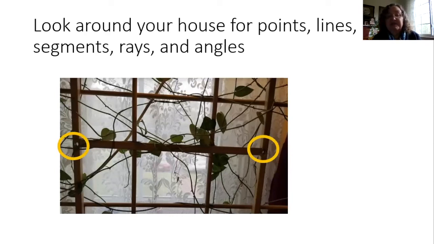And then I looked here and I said, oh my goodness, that's a line segment. And then finally, I saw this. And what did I draw? I drew an angle. So now, after we're finished here, I would like you to look around your house and see if you can find points, lines, line segments, rays, and angles.